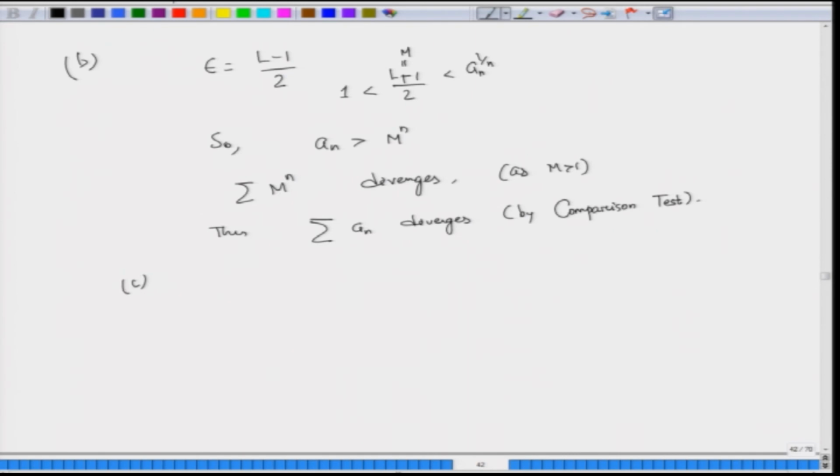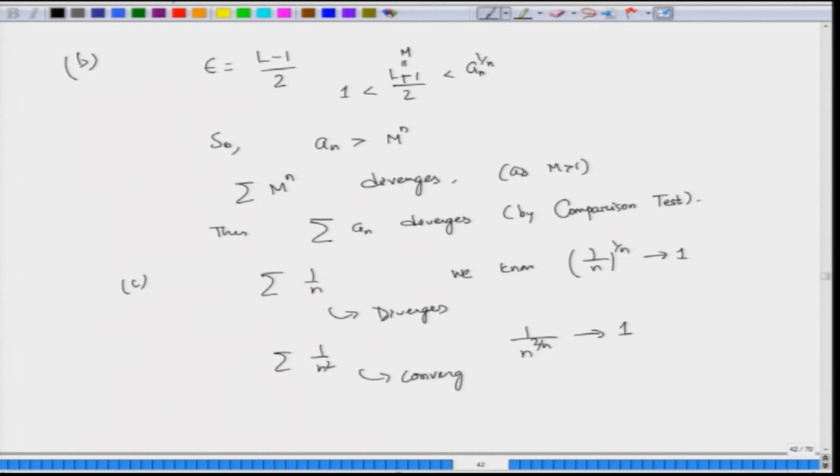And you can see the case when L is equal to 1 by considering 1/n. We know (1/n) to the power 1/n goes to 1, but this series diverges. Now, if you take 1/n squared, then (1/n squared) to the power 1/n also converges to 1, but this series converges. So, we cannot conclude if L is equal to 1.